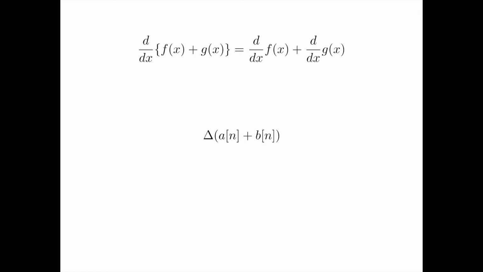Let's try the forward difference of a sum of two sequences. And again, we'd expect something like this from continuous calculus. Just like last time, we first expand the definition of the forward difference operator, and then we'll distribute this negative. Then we'll regroup some terms, and then we'll apply the definition of the forward difference operator, this time twice. So delta of a of n plus b of n is equal to delta of a of n plus delta of b of n. Again, awesome. That's exactly what we'd expect as well.